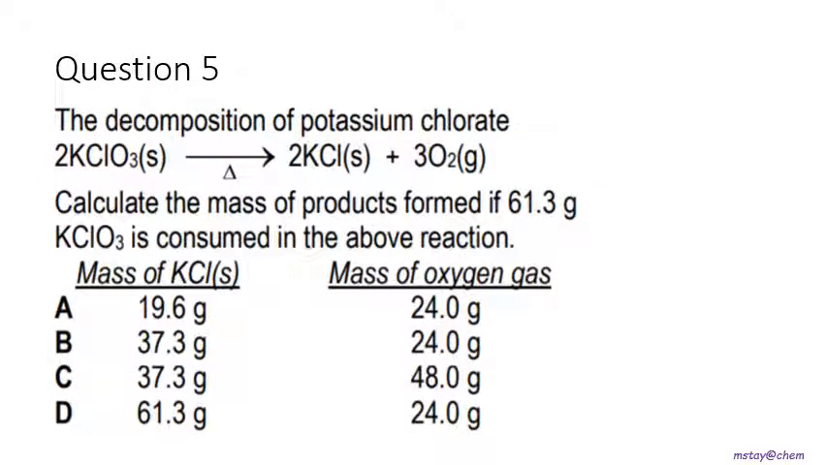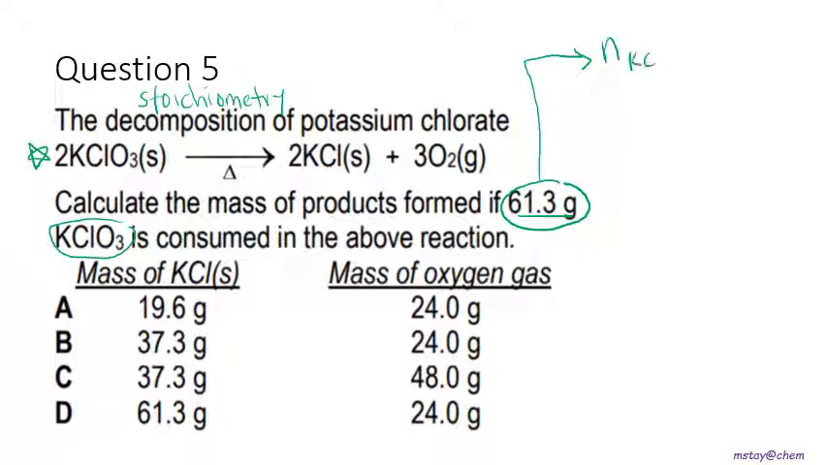Question number 5. Calculate the mass of the products if 61.3 grams of KClO3 is consumed in the above reaction. Basically, when the question gives us a chemical equation, we are going to use the stoichiometry method to solve this question. Before we can solve it, when mass is given, we need to determine the number of moles of KClO3 by dividing by the molar mass. After dividing by the molar mass, the number of moles of KClO3 is equal to 0.5 mole.